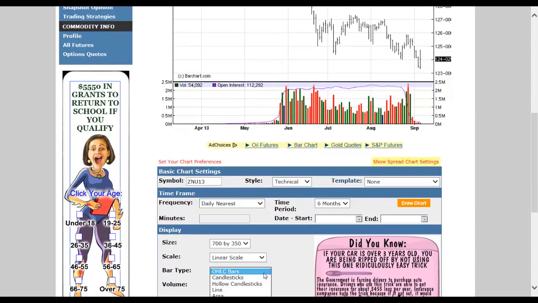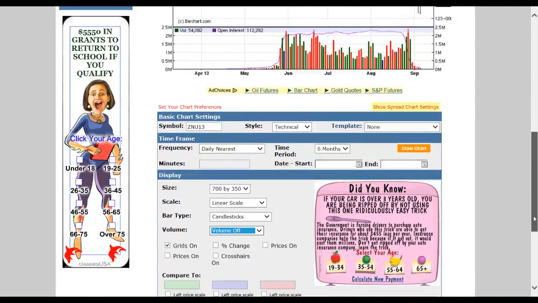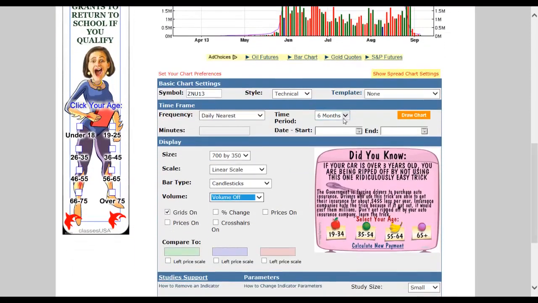And we're going to go to a candlestick. We're going to take all the volume off. It's not essential for that here. Okay, and we want to see at least a year's worth. And we're going to click draw.